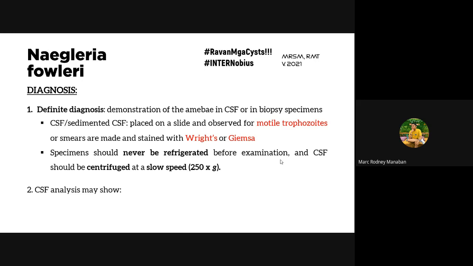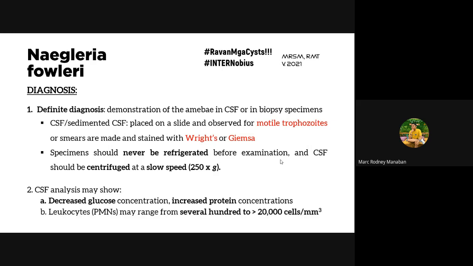Recall in your AUBF, we perform CSF testing, three test tubes are sent to chem, to hema, and of course to micro. So we test it. For chem, the results are of course decreased glucose concentration, increased protein concentrations. And for cell count, increased PMNs, leukocytes, from several hundred to greater than 20,000 cells per millimeter cube.